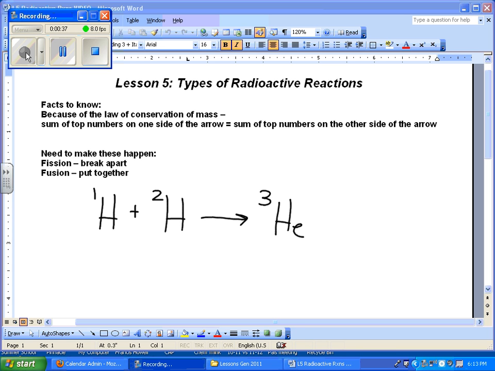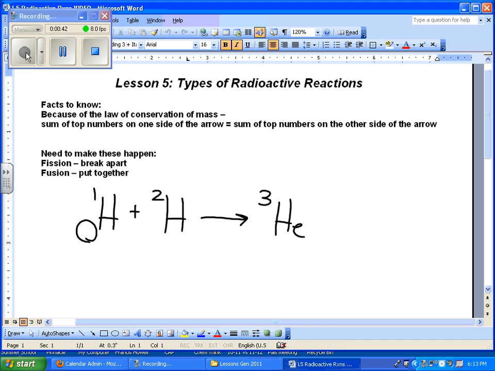Also, for helium, you can look at this bottom number. You can find this on the periodic table. It's the top number on the periodic table. So for hydrogen, it's going to be 1. Because I have 2 protons on the reactant side of the reaction, I'm going to have 2 protons on the product side.